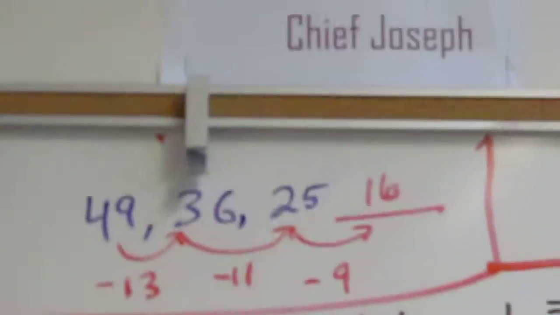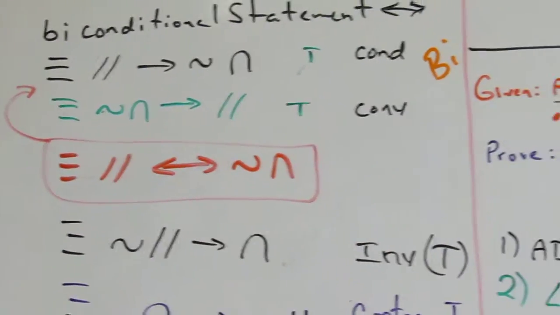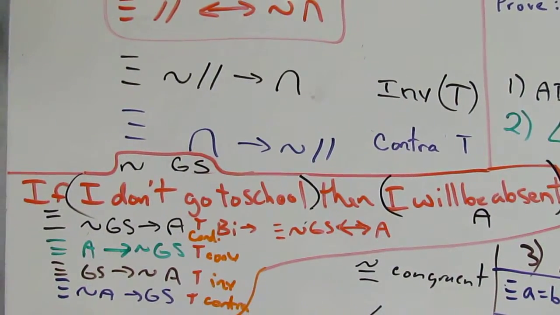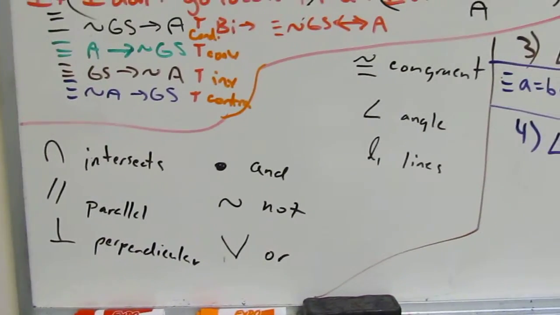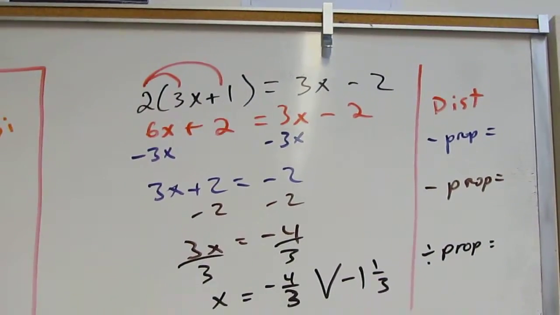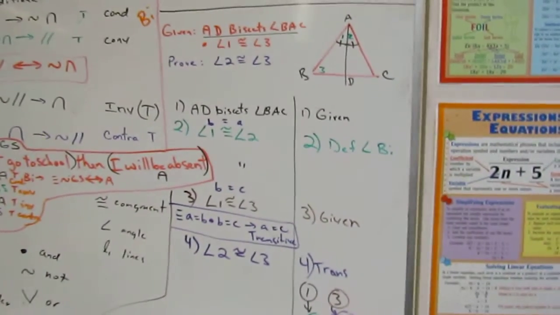And we'll go one more time over the whole thing. We got the conditional statement. We have the biconditional. We have the statement reduced to a symbolic statement. We have our symbols. We have our algebraic proof. And now we have our proof, and we have our flow chart.